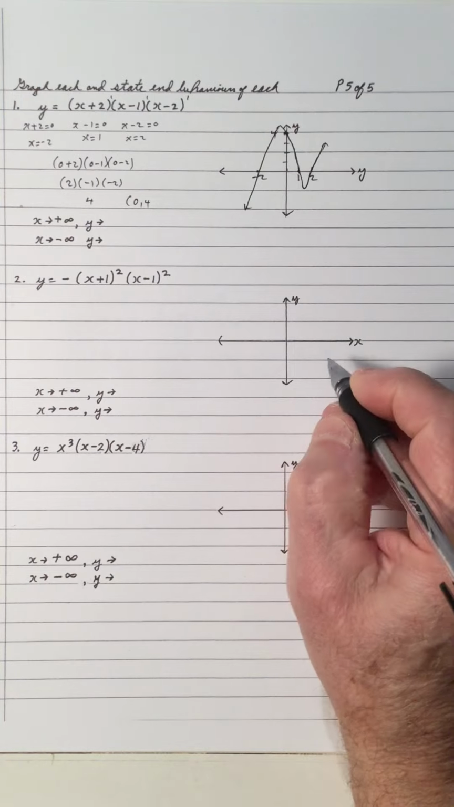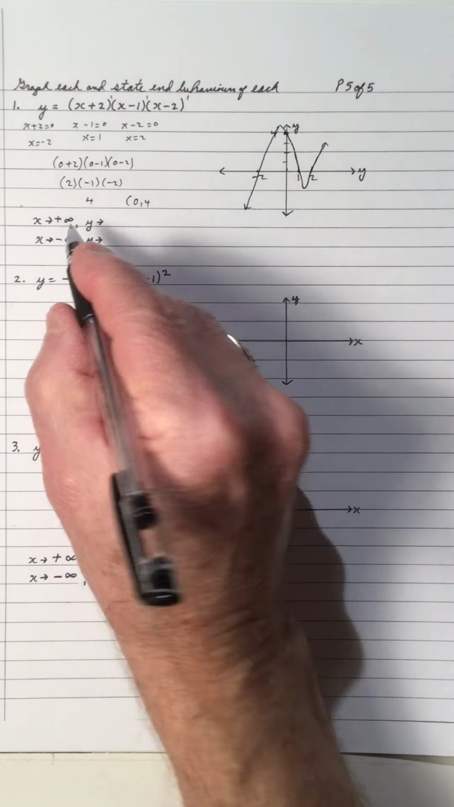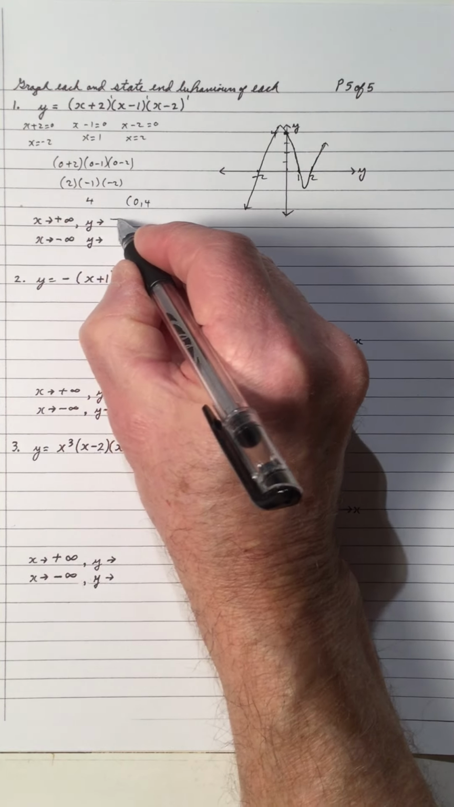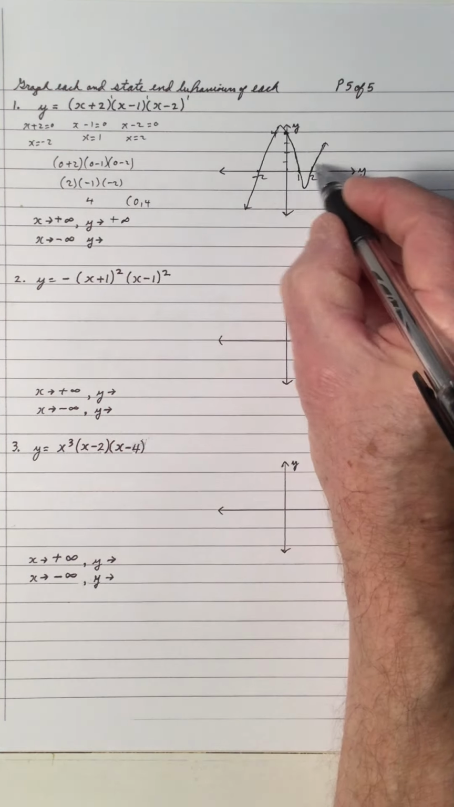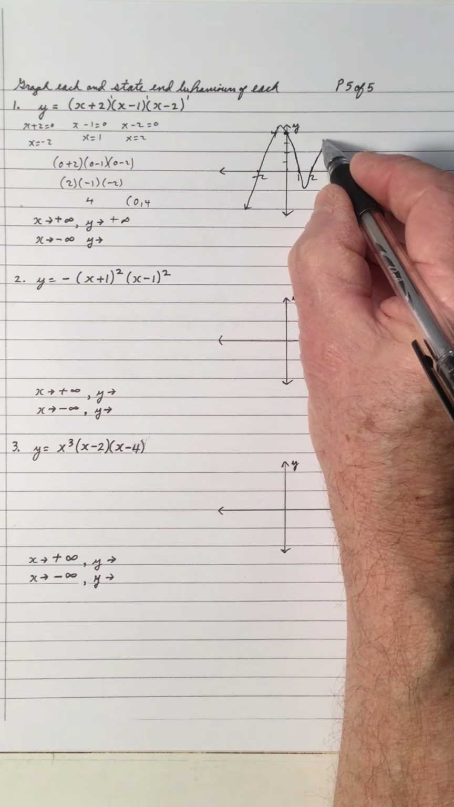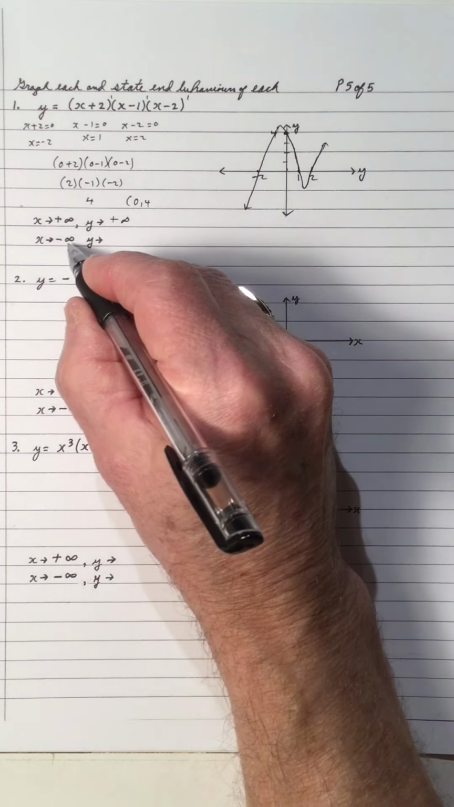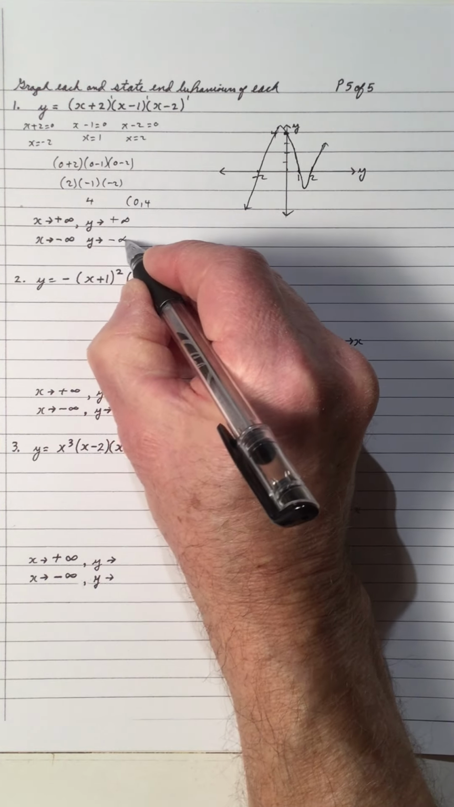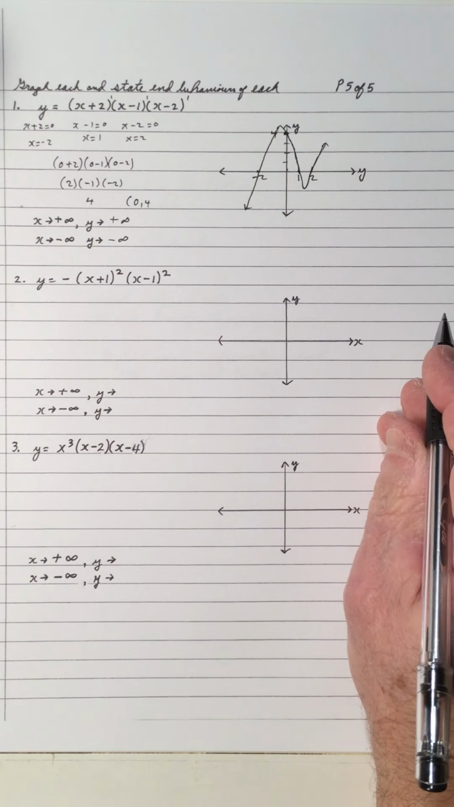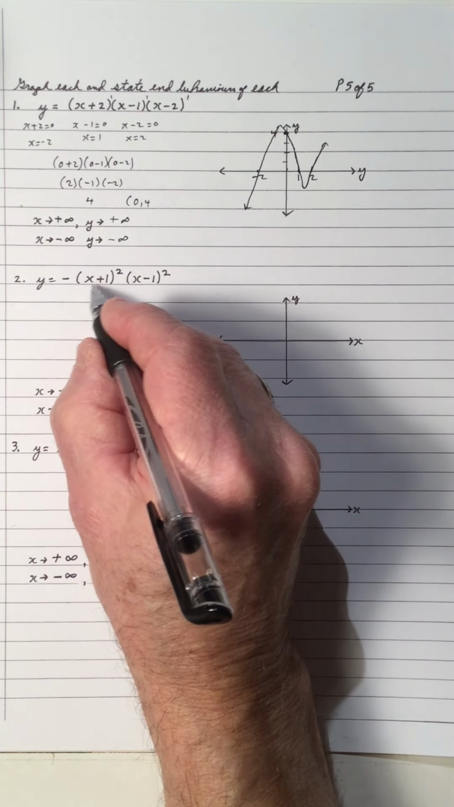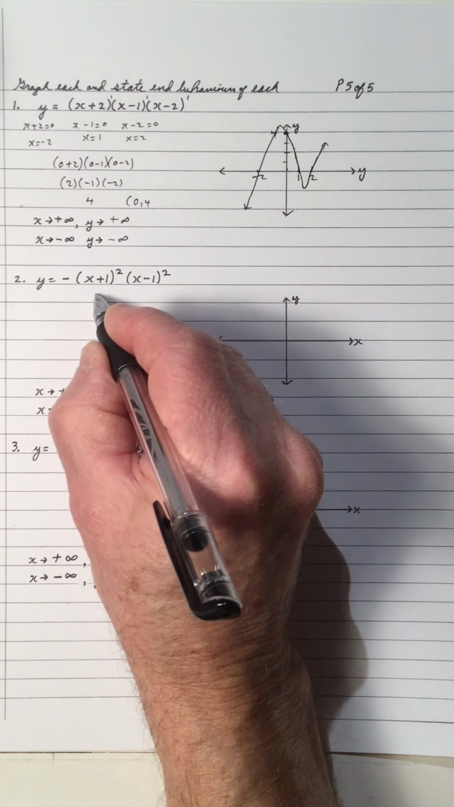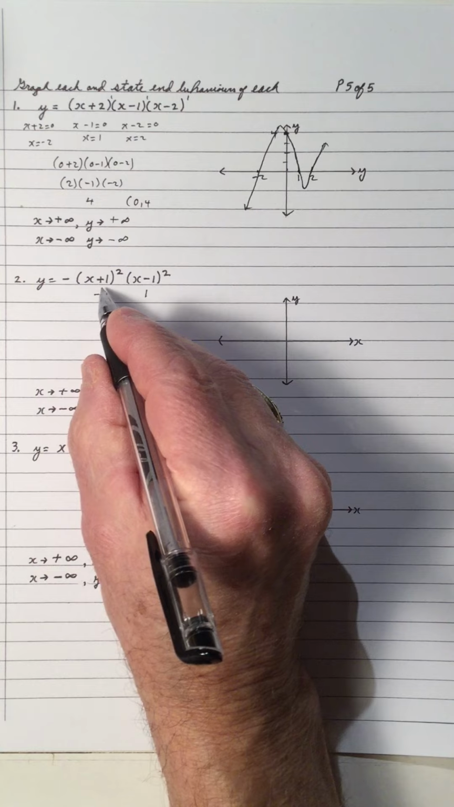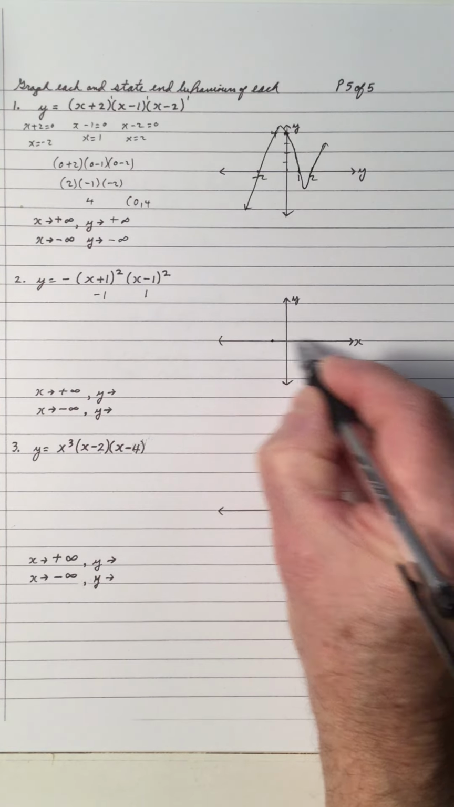Now let's do number 2 and see what that looks like. Oh, we forgot to finish it. As x goes to infinity, y is going to positive infinity. X is going to the right, y is going up. As x goes to the left, which is negative infinity, y is going down, which is negative infinity. And we have another one, the x-intercepts. X plus 1 equals 0, so -1. X minus 1 equals 0, so x is 1. So the intercepts are -1 and 1.